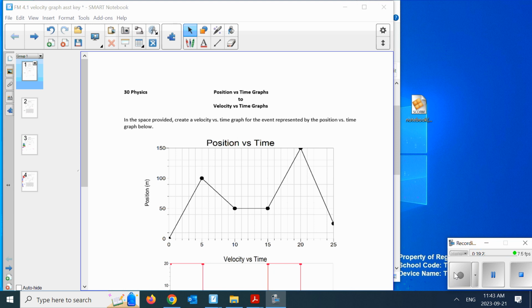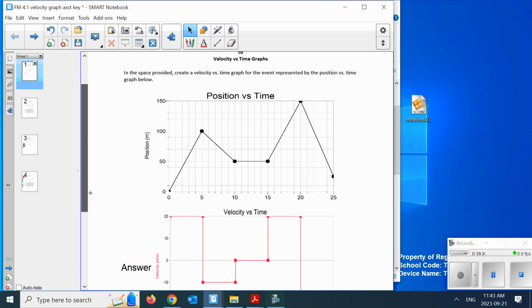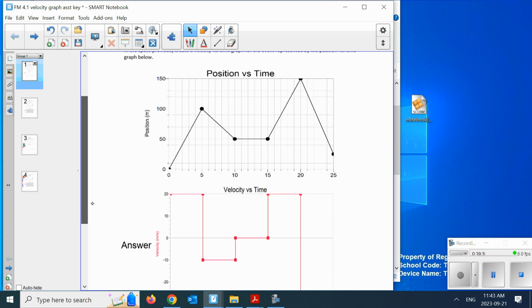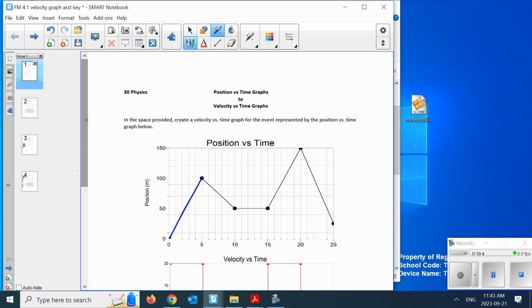Okay. 6, yes. In the space provided below, create a velocity time graph for the event represented by the position time graph. So what we're going to do is take this information here, and I have the answers up there, but you guys get it. I didn't give you guys the answers anyways. So what you're going to do is, you want a velocity time graph, you got to figure out what that slope is, right? You guys know how to do a slope.